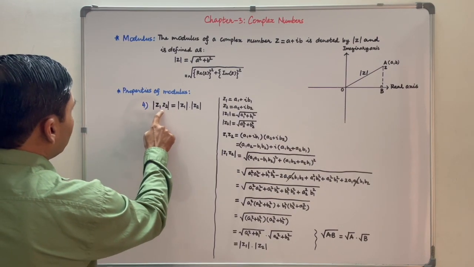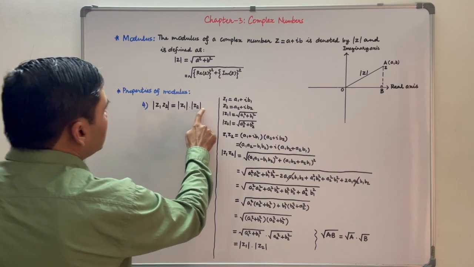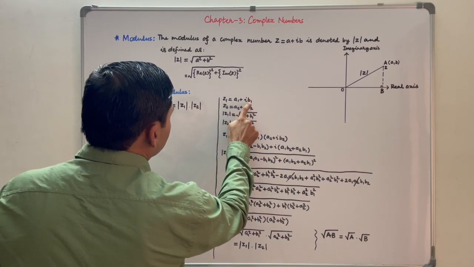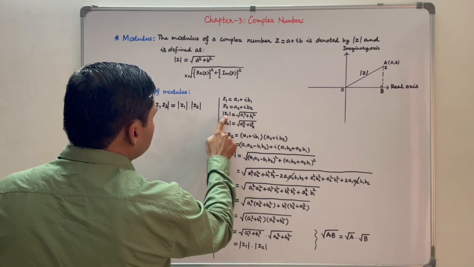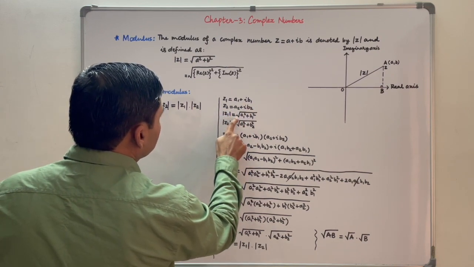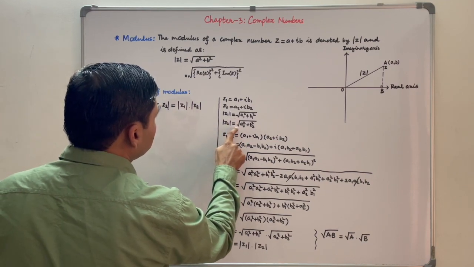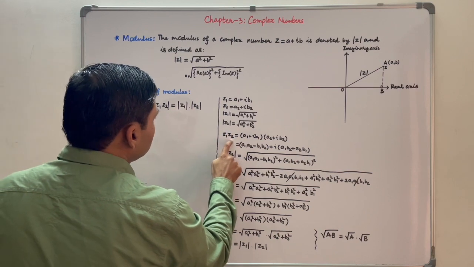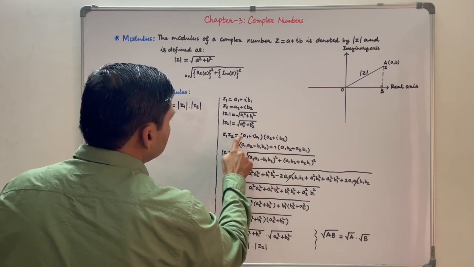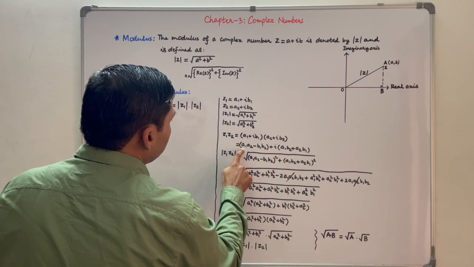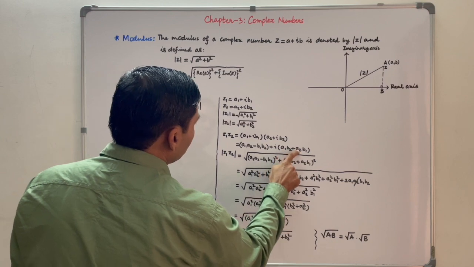Fourth property: |z1 z2| is equal to |z1| into |z2|. Suppose z1 is equal to a1 + ib1 and z2 is equal to a2 + ib2. So |z1| is equal to √(a1² + b1²) and |z2| is equal to √(a2² + b2²). z1 z2 is equal to (a1 + ib1) into (a2 + ib2). This can be simplified as (a1 a2 − b1 b2) + i into (a1 b2 + a2 b1).